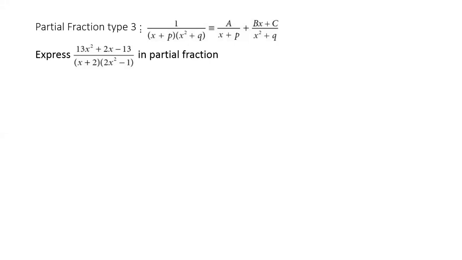Partial fractions type 3, such as this one: 1 over (x plus p) times (x squared plus q), is identical to A over (x plus p) plus (bx plus c) over (x squared plus q). Okay. Let's find the solution of this problem.